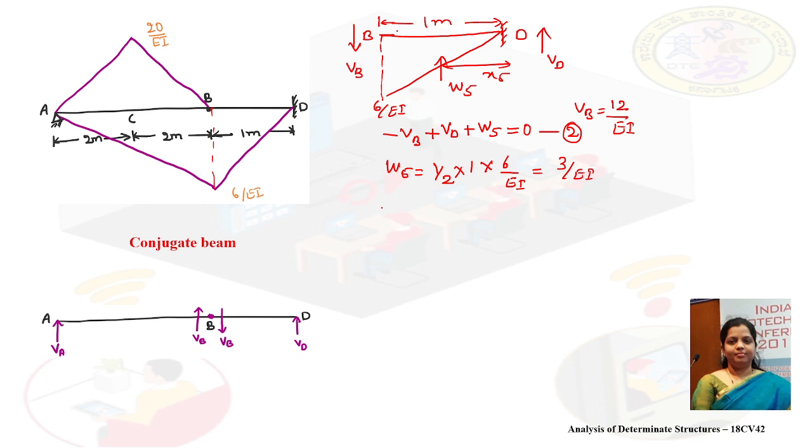Substituting the value of VB and W5 in equation 2, we will get minus 12 by EI plus VD plus 3 by EI is equal to 0. VD is equal to 9 by EI kilonewton. Therefore, theta at D is equal to 9 by EI kilonewton.